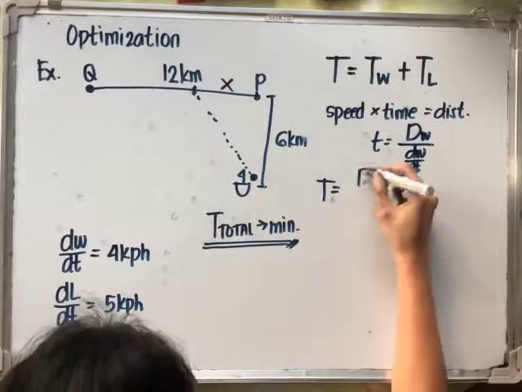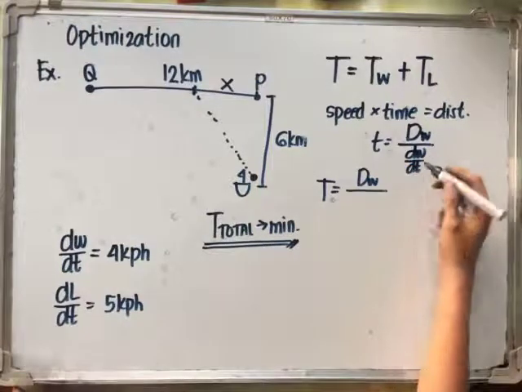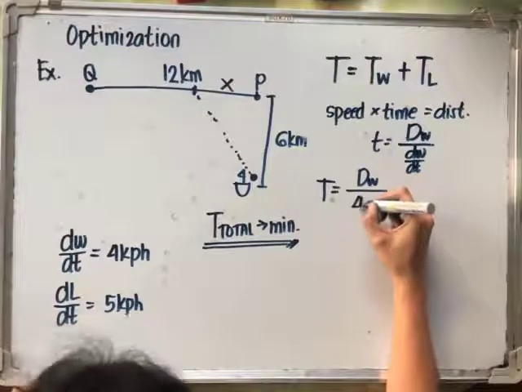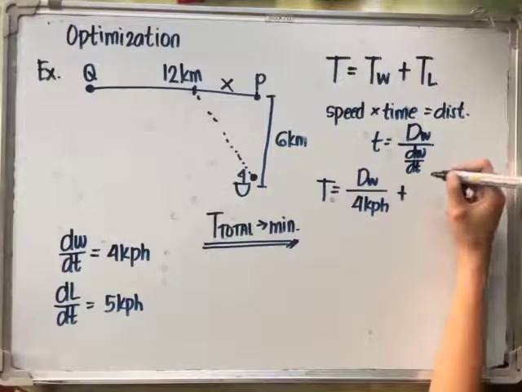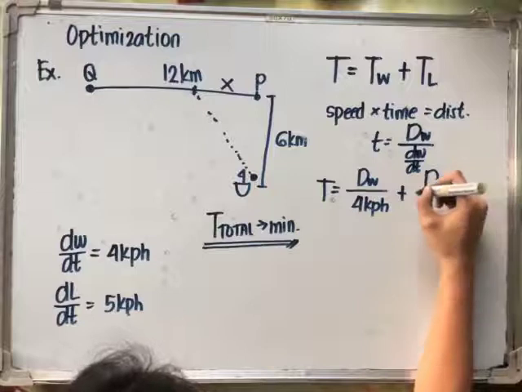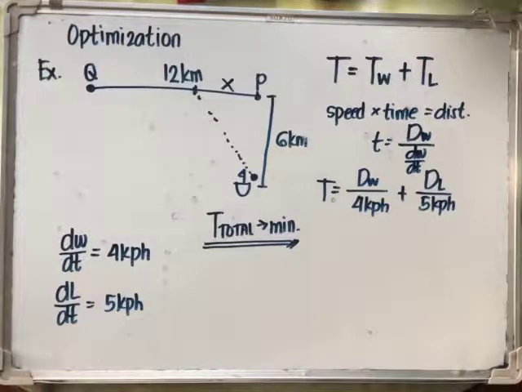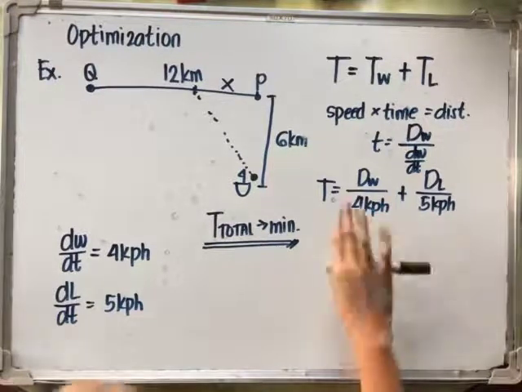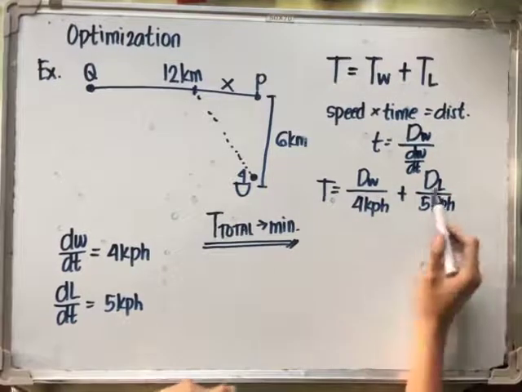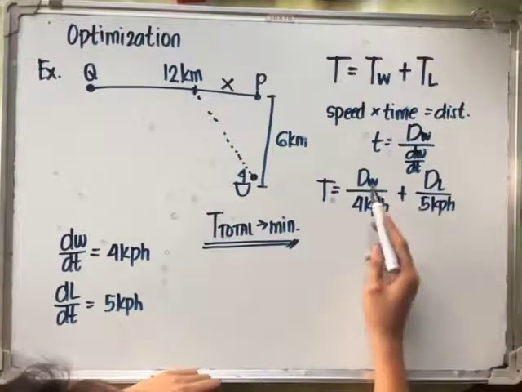Time in water is dw, that's the distance in water, divided by the speed in water, which is equal to 4 kph. Okay. Adding that now to the distance in land, let's say that's dl, divided by 5 kph. Okay? So, second step is to have this equation expressed in one variable. So, dapat isang variable lang ang nakikita natin on this side of the equation. May dw tayo and dl, dapat express natin sila sa parehong variable lang. Paano natin kukunin yan? Okay?